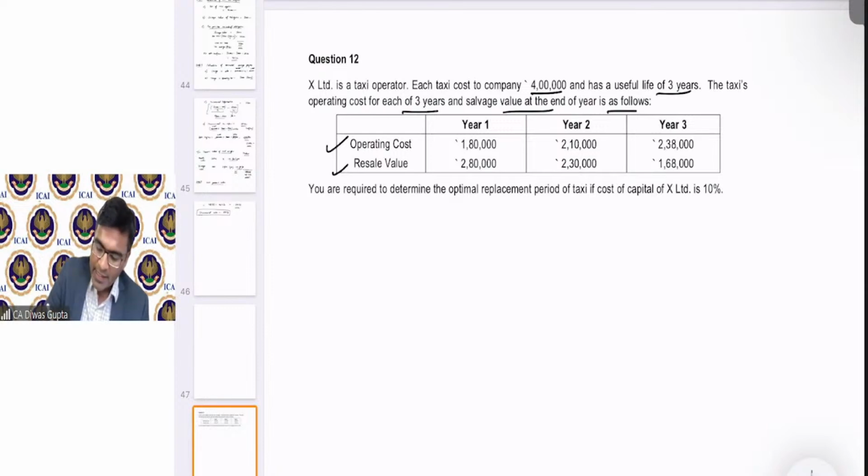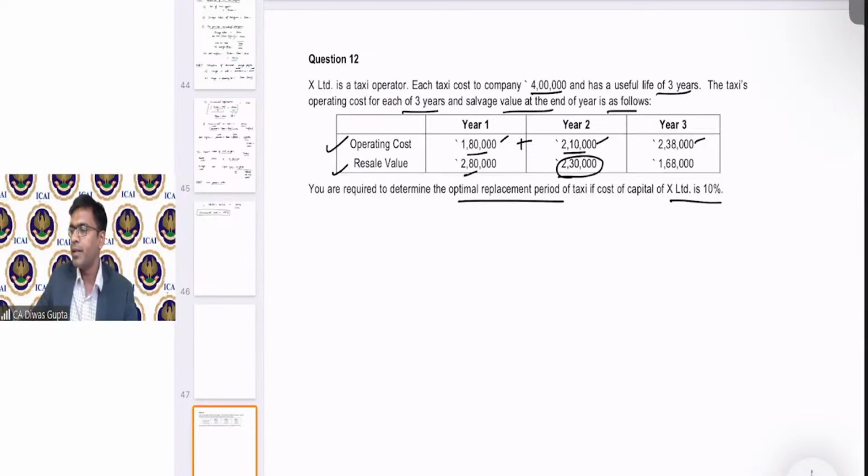Correct? So in case we decide to sell after year one, we will get a salvage value of 2,80,000. However, we have to incur an operational cost of 1,80,000. Similarly, year two, these are the operational costs. And if in year two we sell, we get 2,30,000. But cumulatively, we spend on the operating cost 1,80 plus 210. I hope the facts are clear. You are required to determine the optimum replacement period of the taxi if the cost of capital is 10%. Okay, students, I hope this is clear. The question is clear at least.